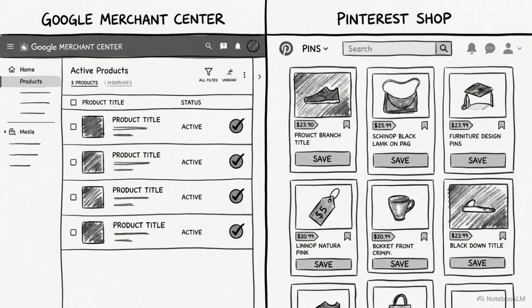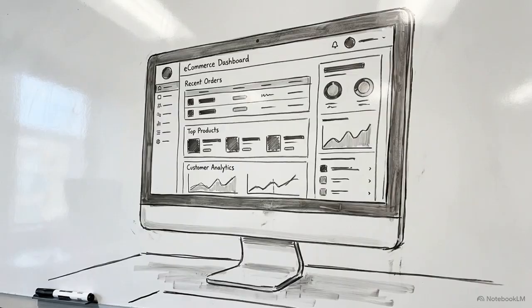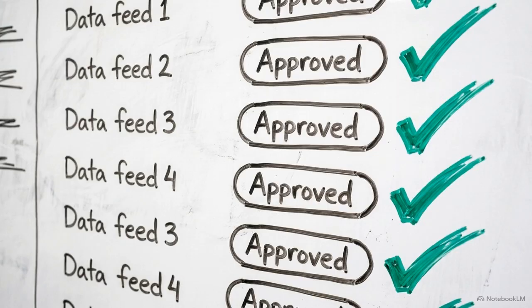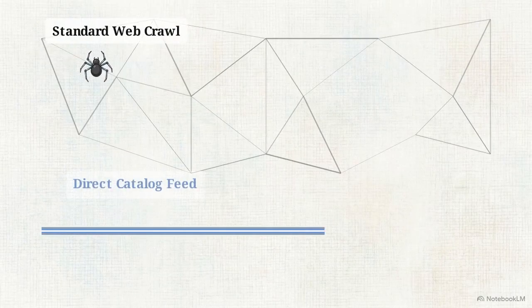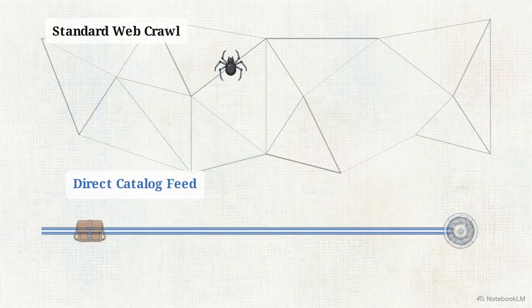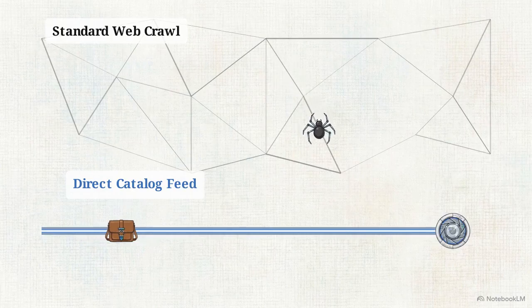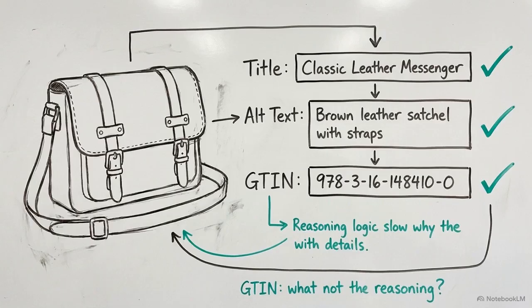Shop Graph. Check your platform dashboards after the sync. You want to see prominent green checkmarks and approved status badges next to your data feed to confirm the connection. These synced catalogs bypass the standard web crawl. They act as a direct pipeline, feeding your formatted product right into the AI's real-time visual index. Your optimization loop is now complete.